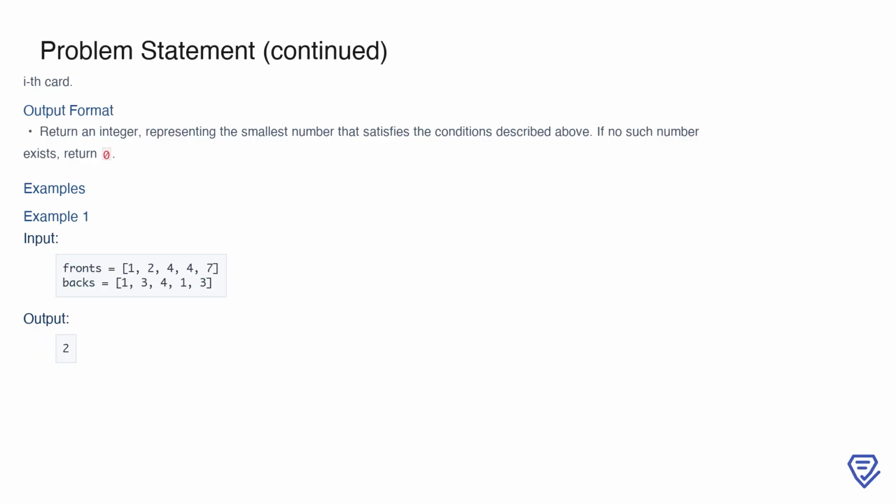In the first example, the arrays fronts and backs are given as 1, 2, 4, 4, 7, and 1, 3, 4, 1, 3, respectively. The output is 2. This means that after analyzing the cards, 2 is the smallest number that meets the conditions. We'll soon explore why this is the case with a detailed explanation.